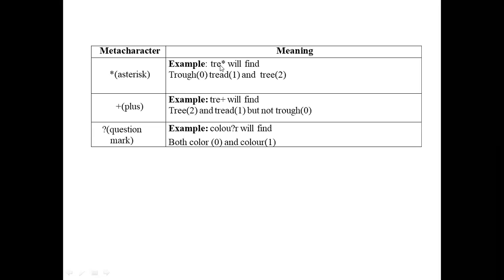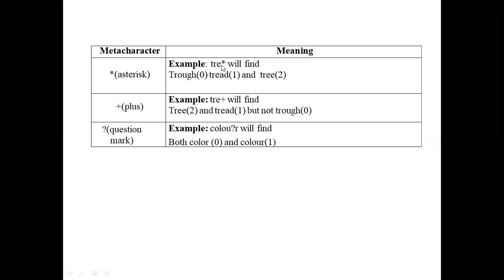So here, star. Example, tre star. What is the preceding character of star? E. So it matches E 0 or more times. That means here, in "tr", there is no E, so E occurs 0 times. Next, "tre": after tr, the occurrence of E is 1. Next, "tree": after tr, the occurrence of E is 2.